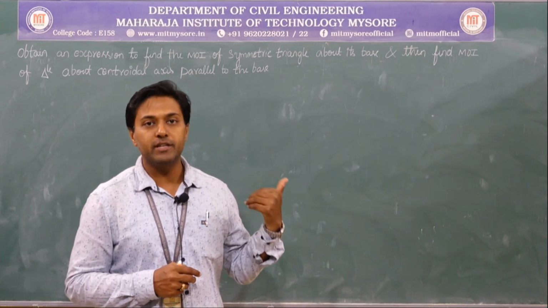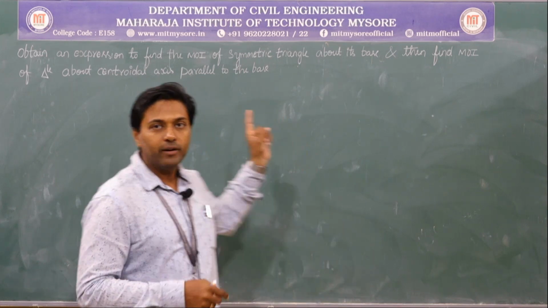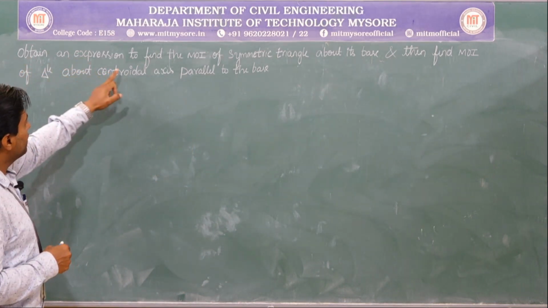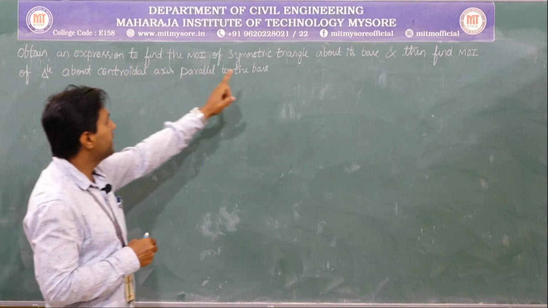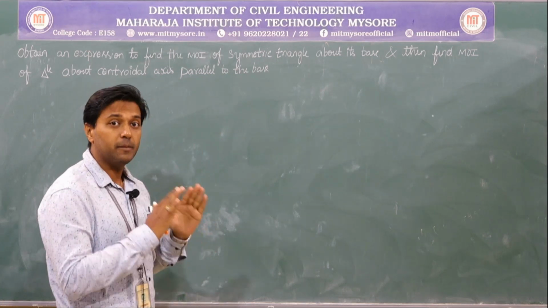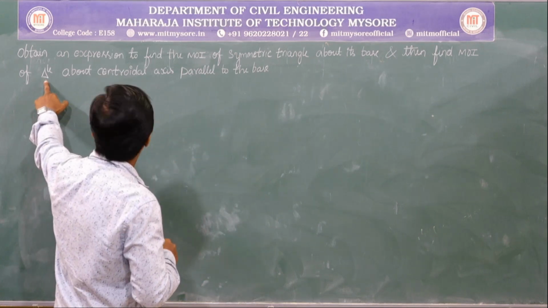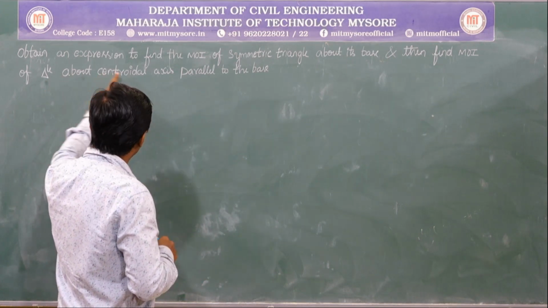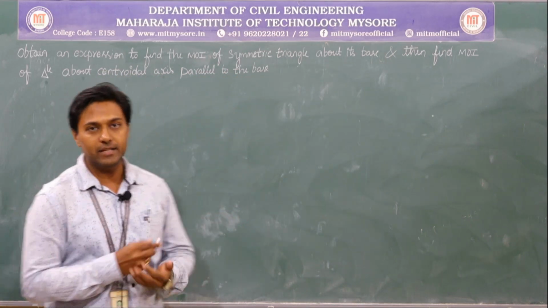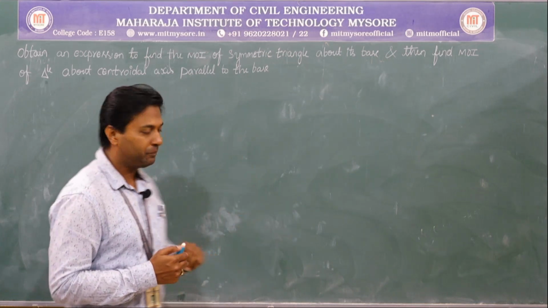Today I will be doing some derivation for a symmetric triangle. I have already written the question on the board, just check it out. Obtain an expression to find the moment of inertia of a symmetric triangle about its base, and then find the moment of inertia of the triangle about centroidal axis parallel to the base. Let us do this derivation now.